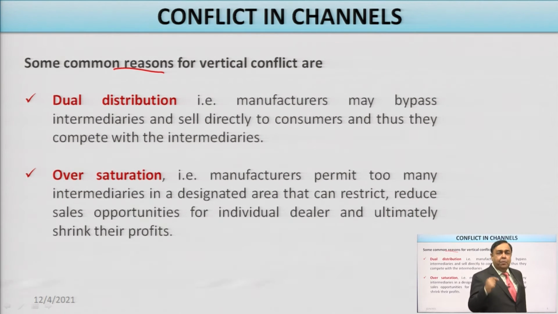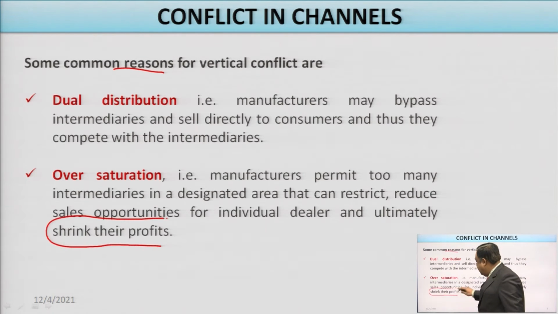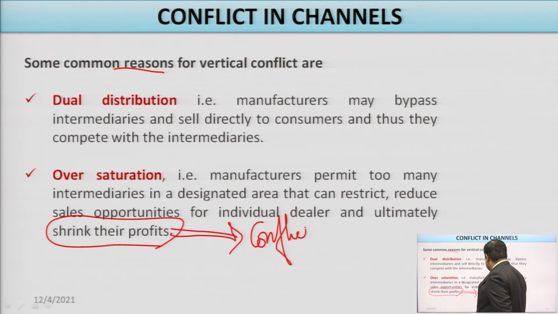Manufacturers permit too many intermediaries in a designated area that can restrict and reduce the sales opportunities for the individual dealers, and ultimately there is a shrinkage of profit, and when this shrinkage of profit is there, this will lead to what we are calling the conflict.